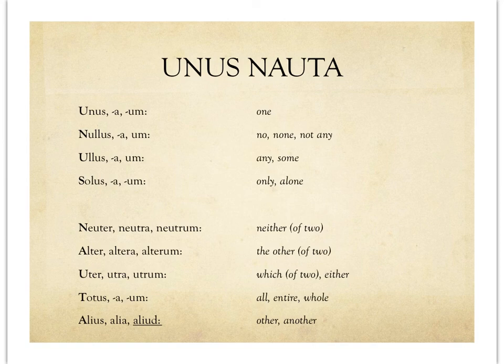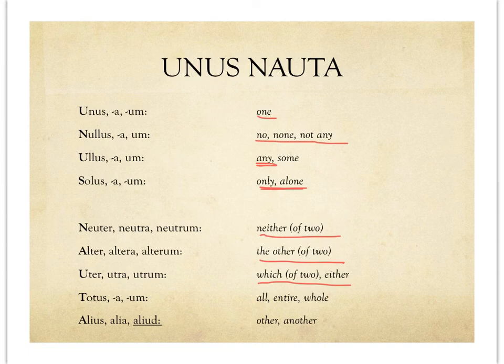So we've got unus, which means one, nullus, which means no or none or not any, ullus, which means any, or in the plural it can mean some, solus, like solitary, means only or alone. And then we've got these other ones, neuter, neutra, neutrum, which means neither of 2, alter, altera, alterum, the other of 2, uter, utra, utrum, which of 2 or either of 2, and then totus, tota, totum, all, like total, and alius, alia, aliud, which means other or another.